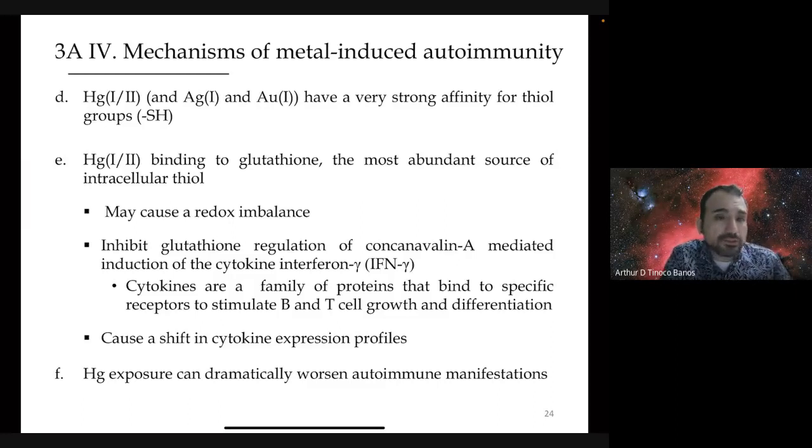So as a consequence of that interaction, it can cause a redox imbalance. It can also inhibit glutathione regulation of this cannabidiol A mediated induction of the cytochrome interferon gamma. So the cytochromes are a family of proteins that bind to specific receptors to stimulate B and T cell growth and differentiation. Can cause a shift in cytochrome expression profiles. And mercury exposure can dramatically worsen autoimmune manifestations.